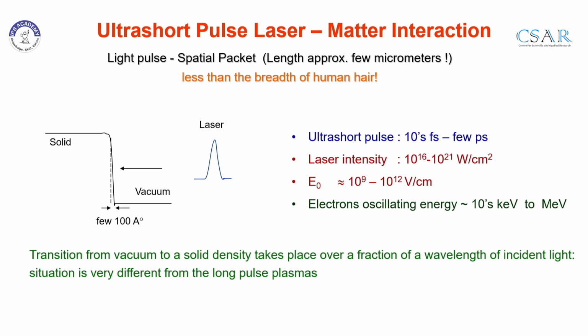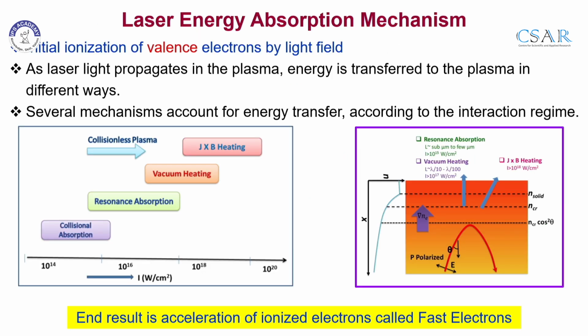So the question comes, how is this energy being coupled? The plasma is not expanding much, so how is this energy coupled to this plasma? So it is important to see the laser energy absorption mechanisms in such kind of plasma. There are different ways through which the energy is coupled, based on the intensities. And first and foremost is the collisional absorption mechanism.